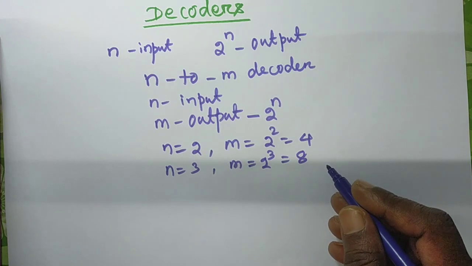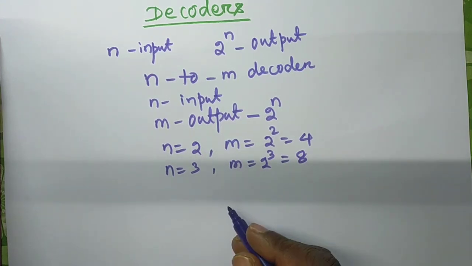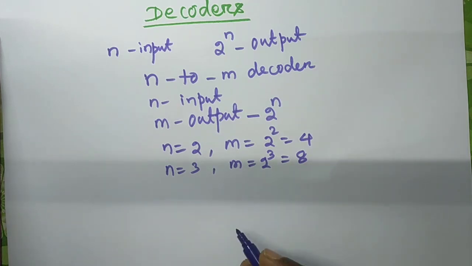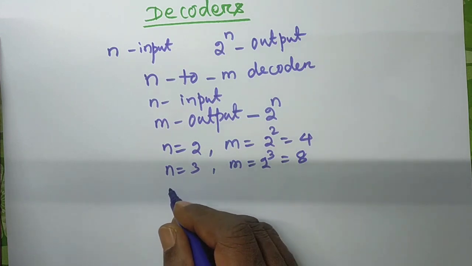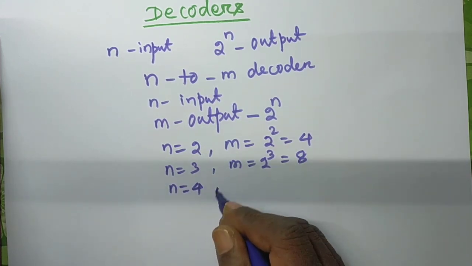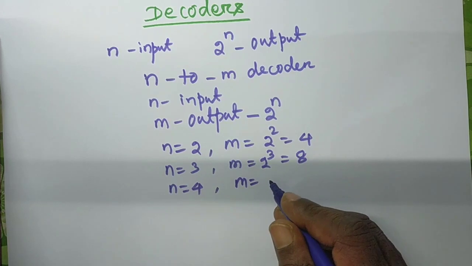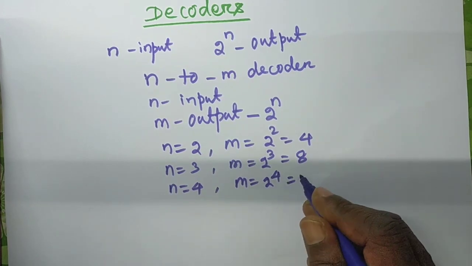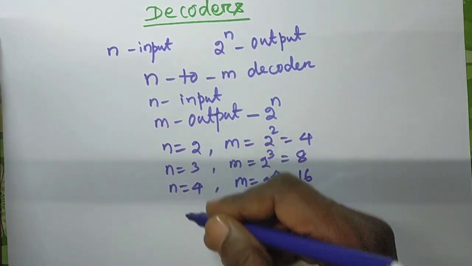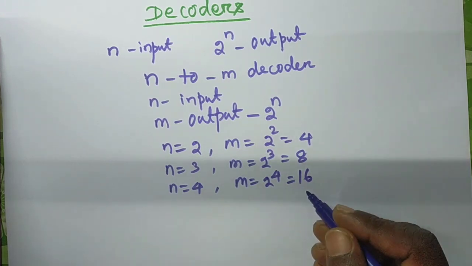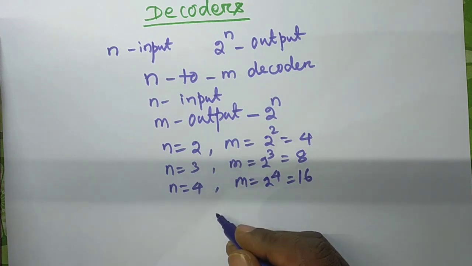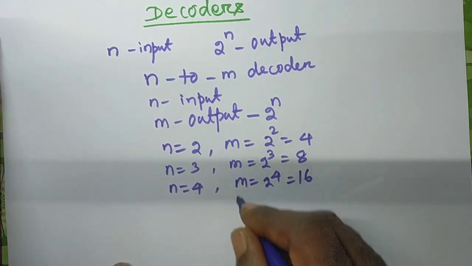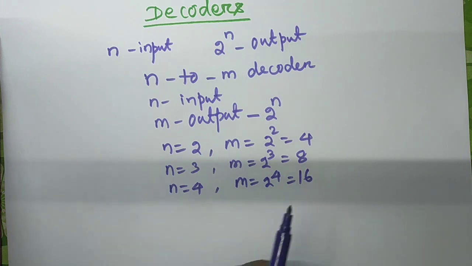Based on that, we can tell what kind of decoder we can construct or design based on the number of inputs and number of outputs. Similarly, n is equal to 4, so m is equal to how much? 2 to the power 4, that is 16. So different outputs can be designed based on the number of inputs. This is the basic concept. Based on that, we can tell the decoder name.